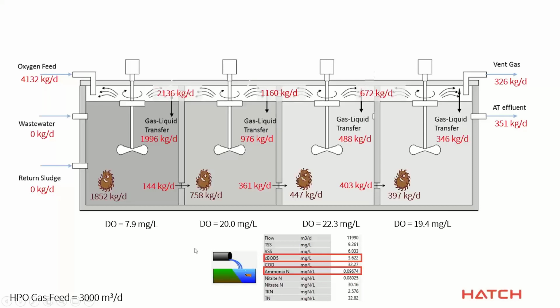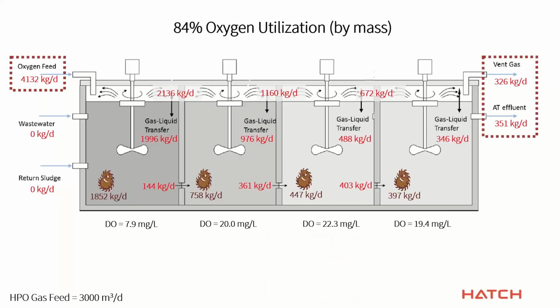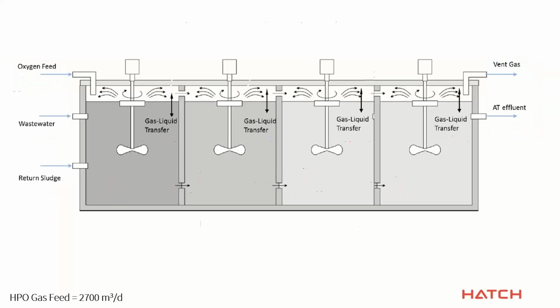Oh no, I'm sorry, I forgot one other analysis that you can do on this, which is the amount of oxygen that was used. I took the amount coming in, the amount going out, and I figured out that we are using 84% of the oxygen in this system. So we're not wasting too much. We're getting quite good utilization.